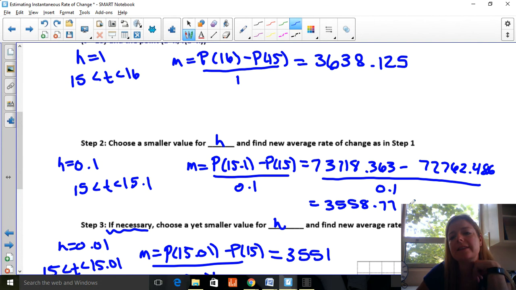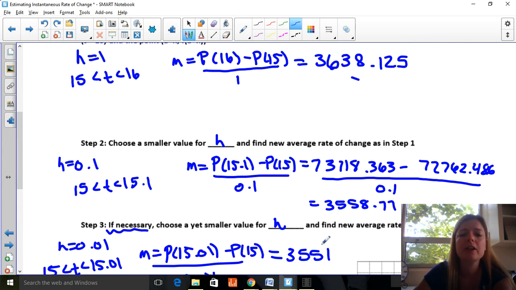Because this average rate of change, or instantaneous rate of change, is so different from this one, we know that we need to make an even smaller value of h to find out what a better estimate is, because between here and here is such a big gap, so we don't really know what number is being approached. So we need to go even further.